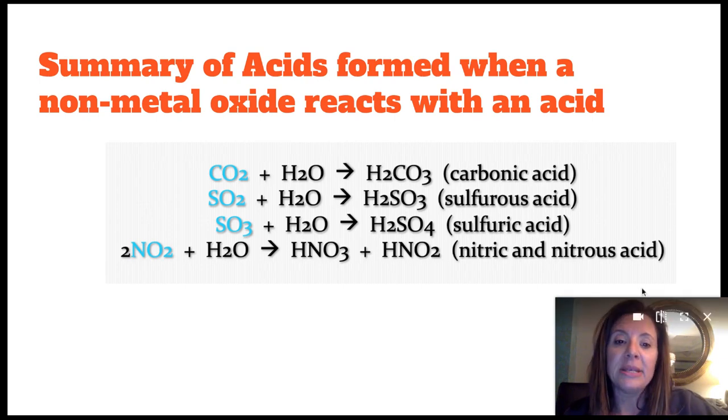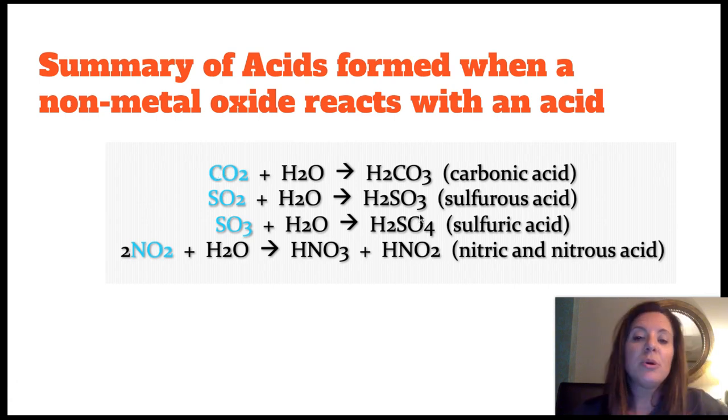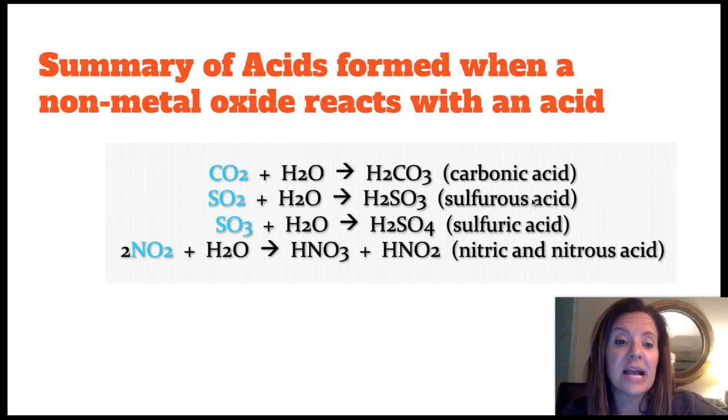So here are some common oxides that you will need to be familiar with: carbon dioxide, sulfur dioxide, sulfur trioxide, and nitrogen dioxide. Notice that these are all non-metal oxides, and I'm using the prefix system when I'm naming. They will produce carbonic acid, sulfurous acid, sulfuric acid, and nitric and nitrous acids, respectively. Notice that -ic acids have one extra oxygen compared to -ous acids. So sulfuric is H2SO4, whereas sulfurous is H2SO3.